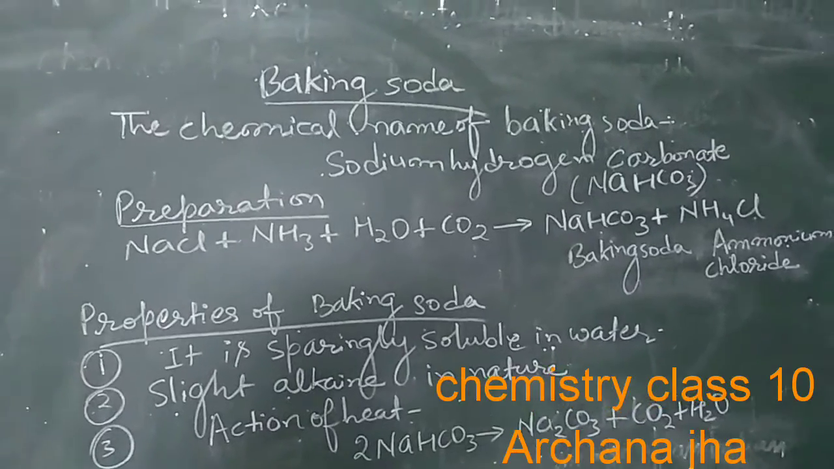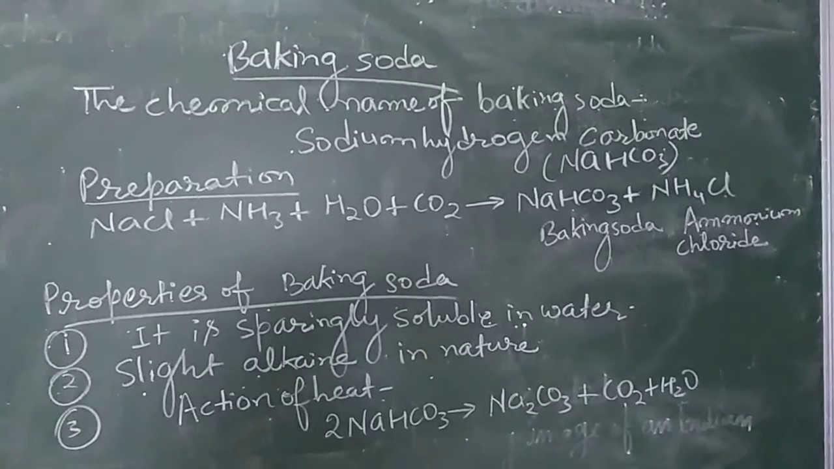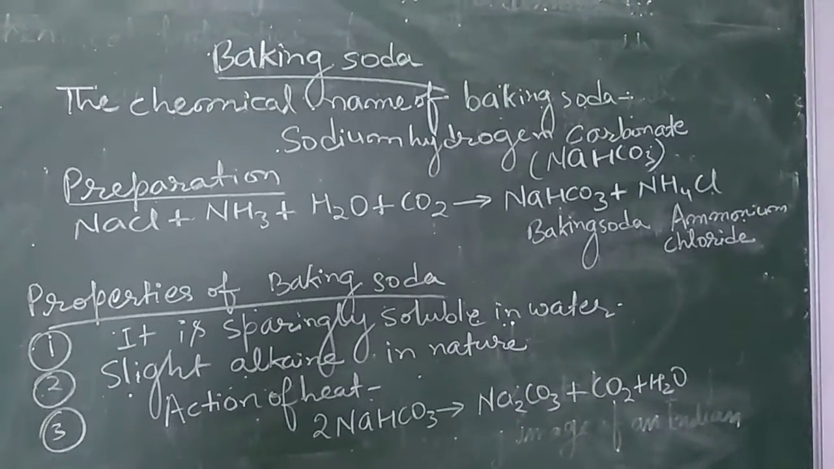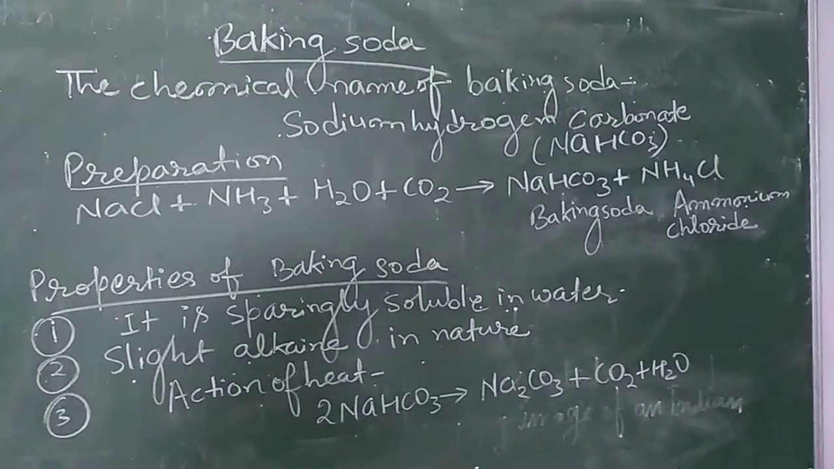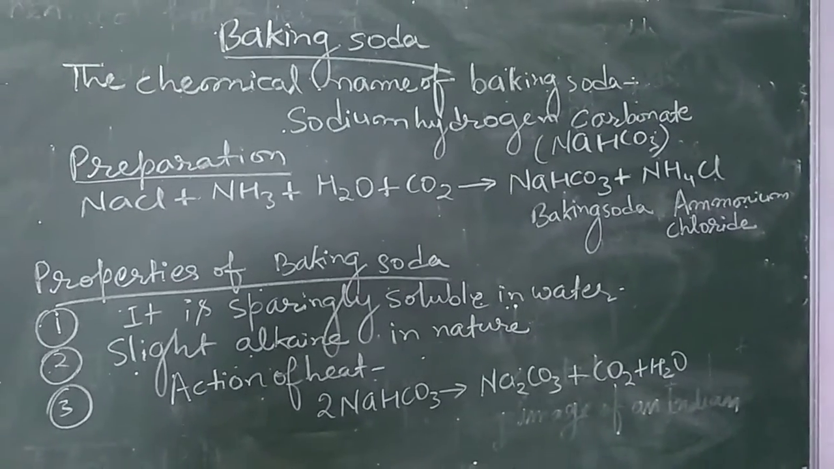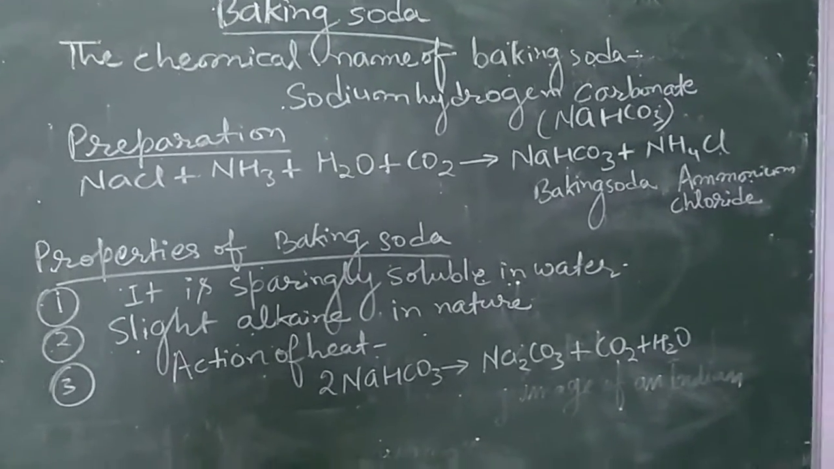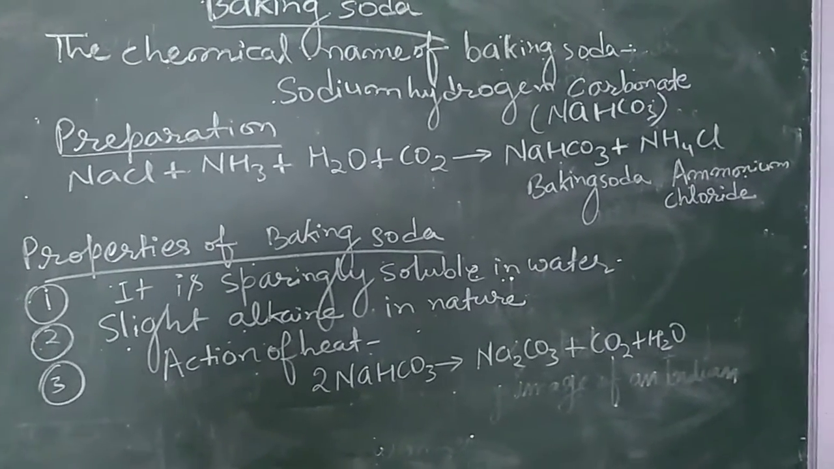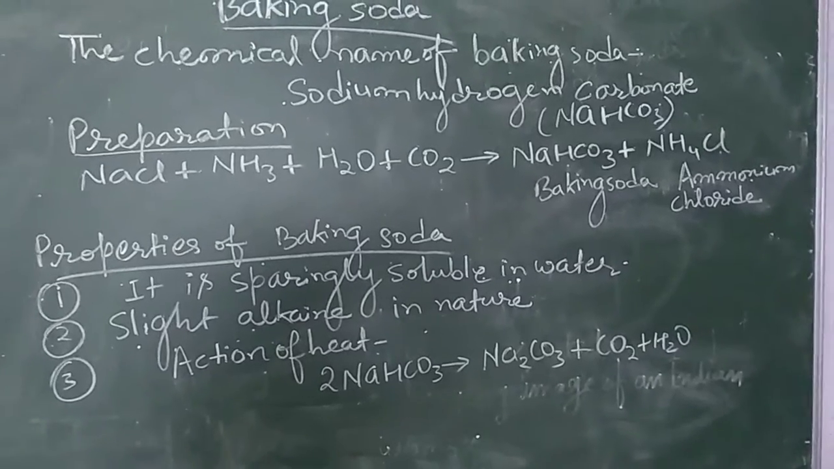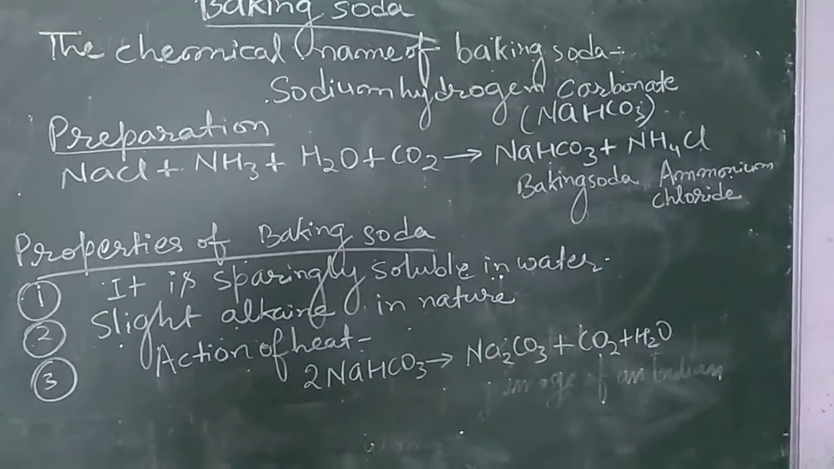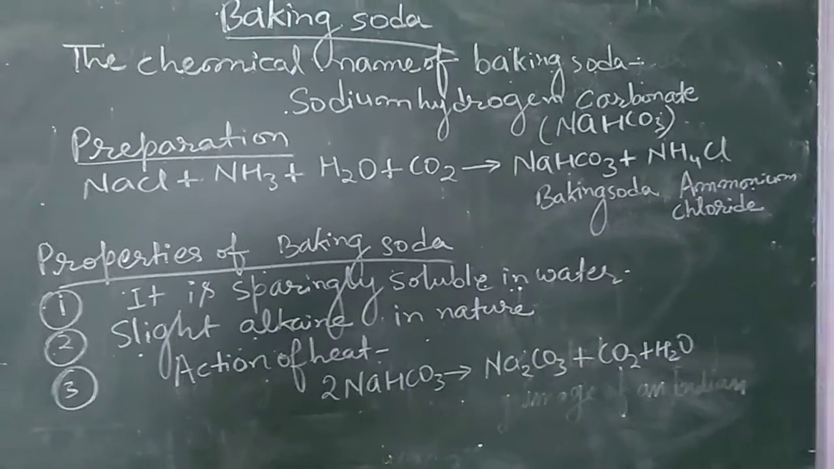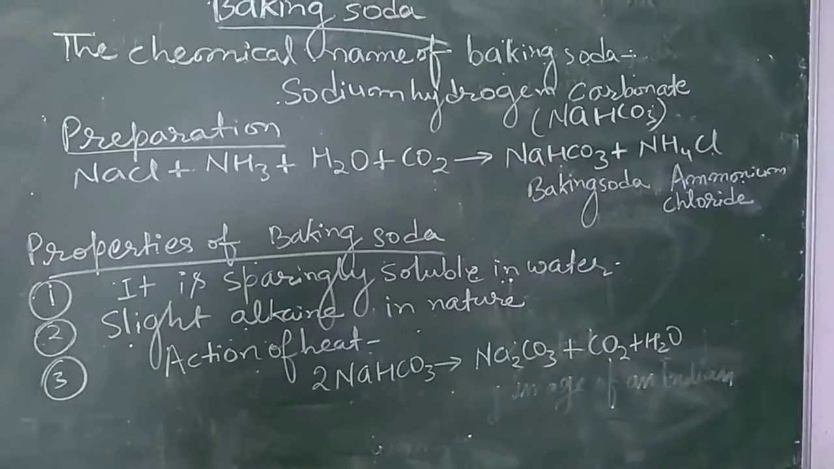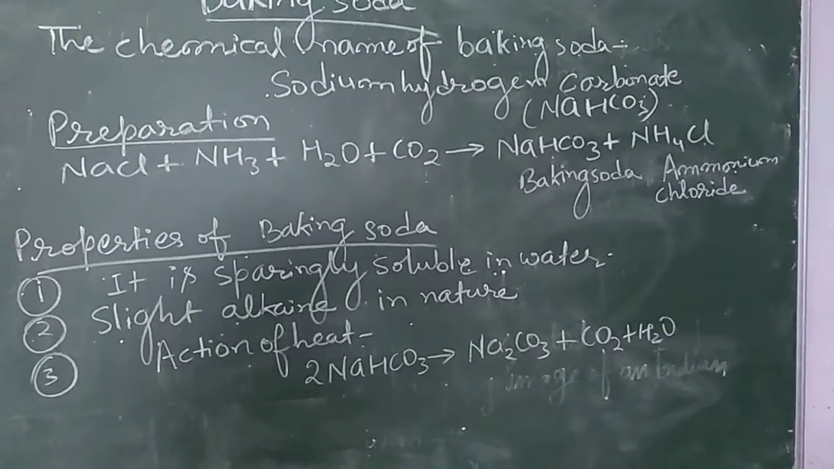Students, today our topic is baking soda. The chemical name of baking soda is sodium hydrogen carbonate or sodium bicarbonate. Formula of sodium hydrogen carbonate is NaSO3. Now the preparation. When the brine solution reacts with ammonia and carbon dioxide, then sodium hydrogen carbonate as well as NH4Cl, which is ammonium chloride, is formed.